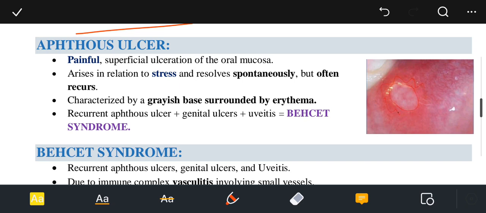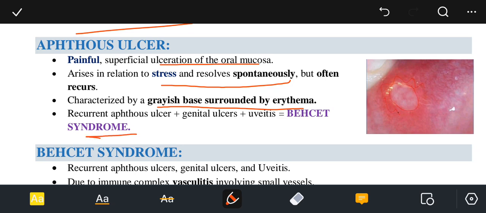What is aphthous ulcer? Aphthous ulcer is a painful ulceration of the oral mucosa. It arises in relation to stress, resolves spontaneously and often recurs. It is characterized by a greyish base surrounded by erythema. Recurrent aphthous ulcer plus genital ulcer plus uveitis, the triad, is called Behcet syndrome.